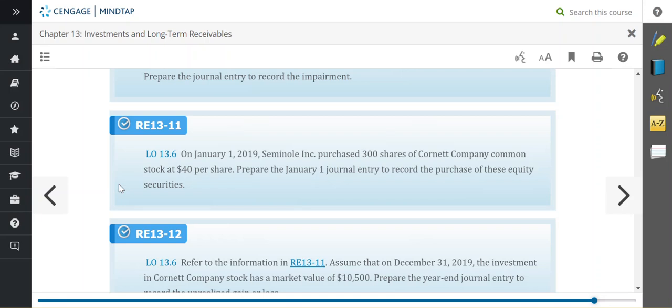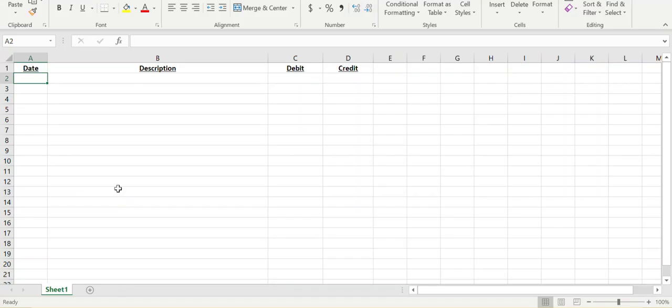In this example video, we're going to look at review exercises 13-11, 12, and 13. It tells us that on January 1st, the company purchased 300 shares of Cornet Company common stock at $40 per share, and they want us to prepare the journal entry to record the purchase of these equity securities.